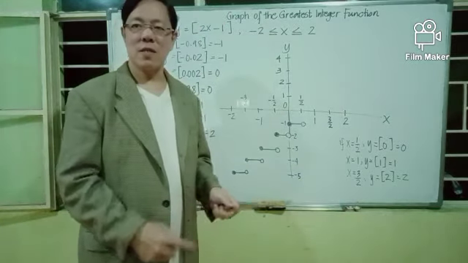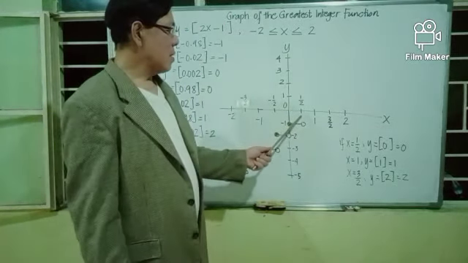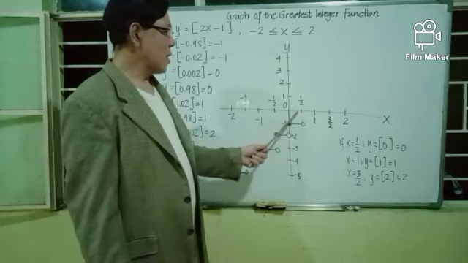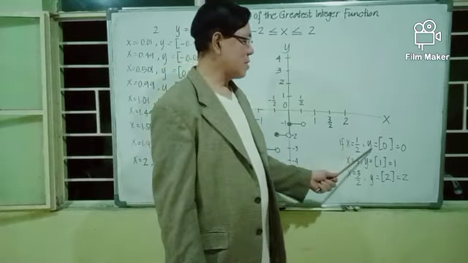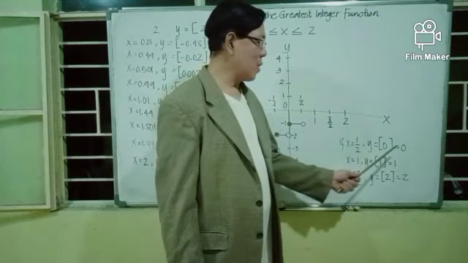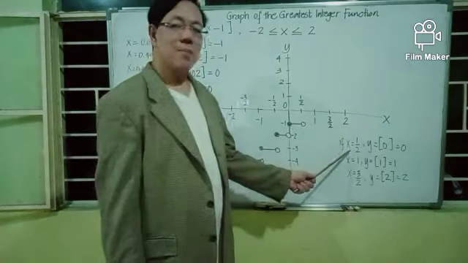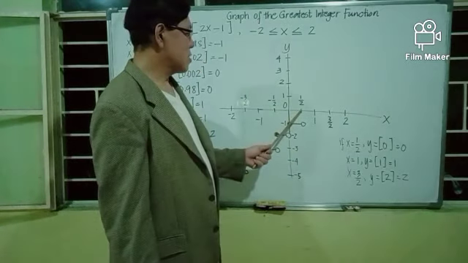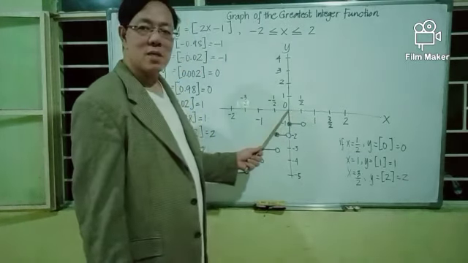Now we consider the interval from 1 half to 1. When x is 1 half, we have shown that y equals 0. So we plot the point x is 1 half and y is 0.